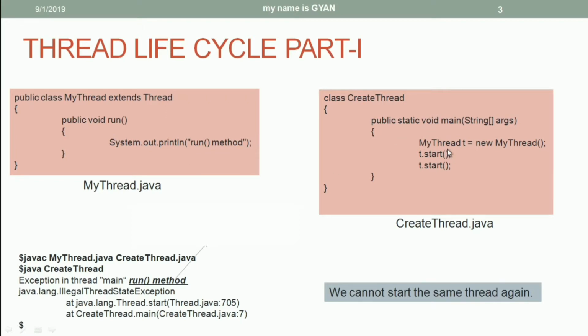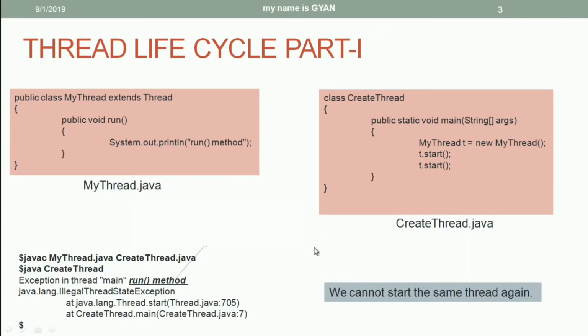But look inside the method main. We are calling t.start twice. We know that when we create a new object of type myThread, the thread is in the newly born state. After that, we can call t.start. But after calling t.start, the thread is either in the runnable state, or in the running state, or in the dead state. When a thread is in one of these three states, we cannot call the start method, because the start method is only valid for the newborn state. It is not valid for the runnable, running or dead state. That's why we cannot call the start method twice for the same thread.